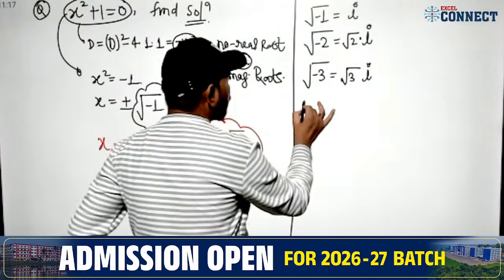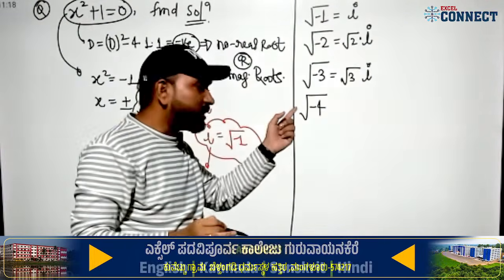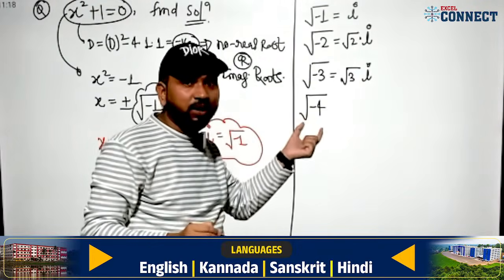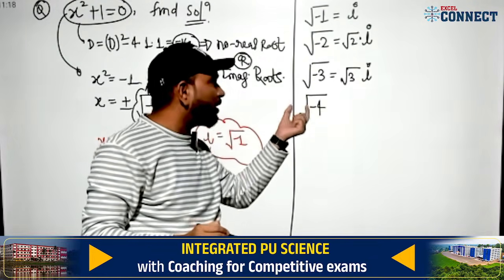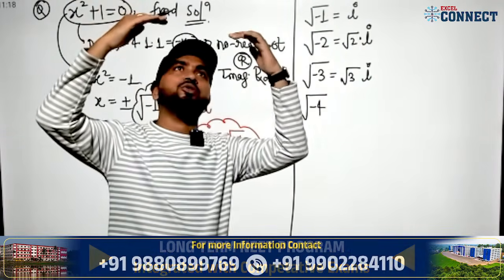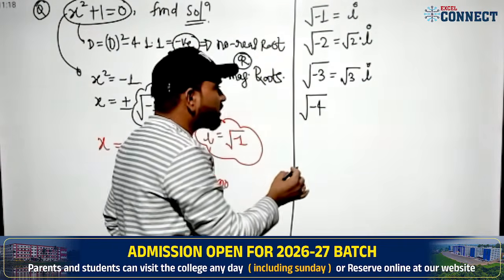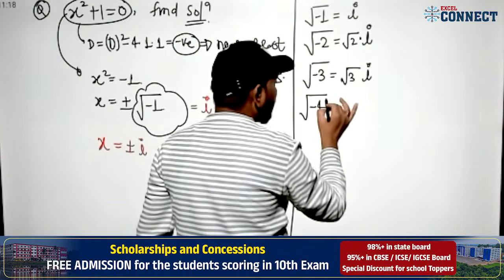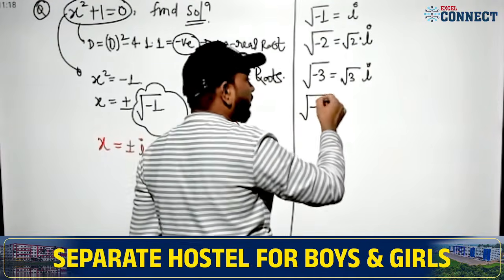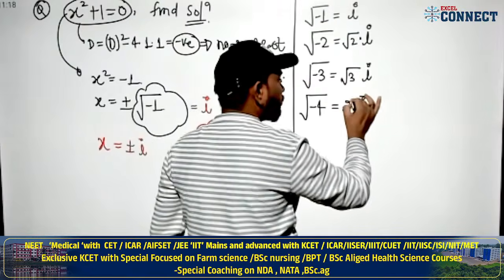If I ask you what is the value of this, minus 4, in the real world, this value is not possible in real numbers. No real number gives this. But yes, in terms of imaginary, let's suppose such a number exists. So you can say, the square root of 4 is 2, and this root of minus 1 is i. So you can say 2i.